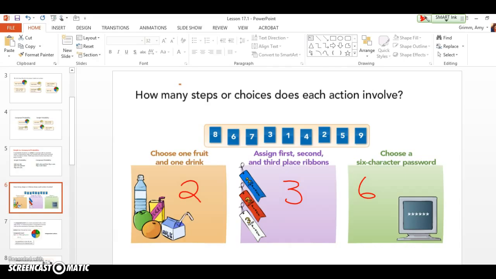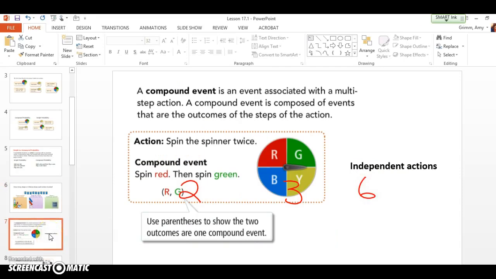Okay? All right. So the next thing I need to start talking about as we're doing this, and I put this on each slide, and I have a slide with the definitions, is independent actions and dependent actions. Okay? So every time I'm going to bring this up because I think this is the hardest part about today. All right. So I'm still talking about a compound event.